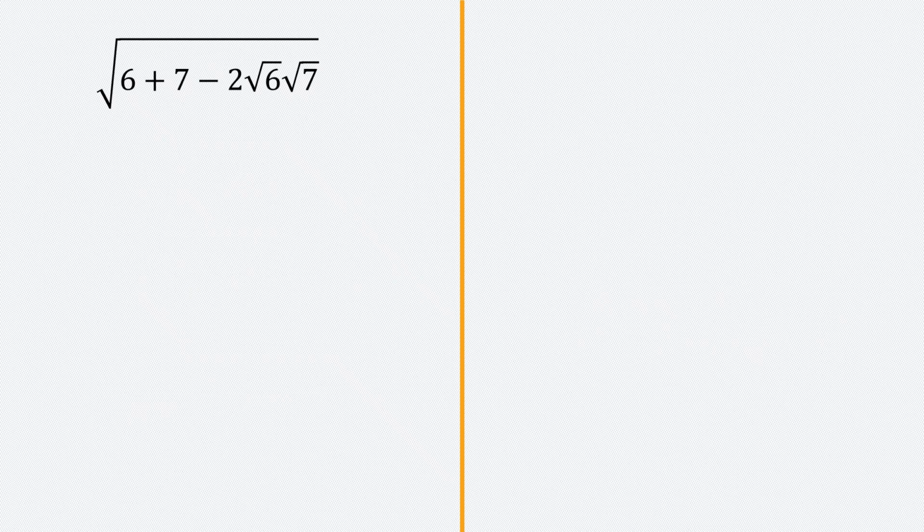Now what we are going to do is rewrite what's under the square root in this form using this identity: a squared plus b squared minus 2ab equals (a minus b) squared. If you factorize a squared plus b squared minus 2ab, you get (a minus b) squared. Since what's under the square root is already in the form a squared plus b squared minus 2ab, we can factorize it to (a minus b) squared. Right? So let's do that. It becomes root 6 minus root 7, squared, since a is root 6 and b is root 7.